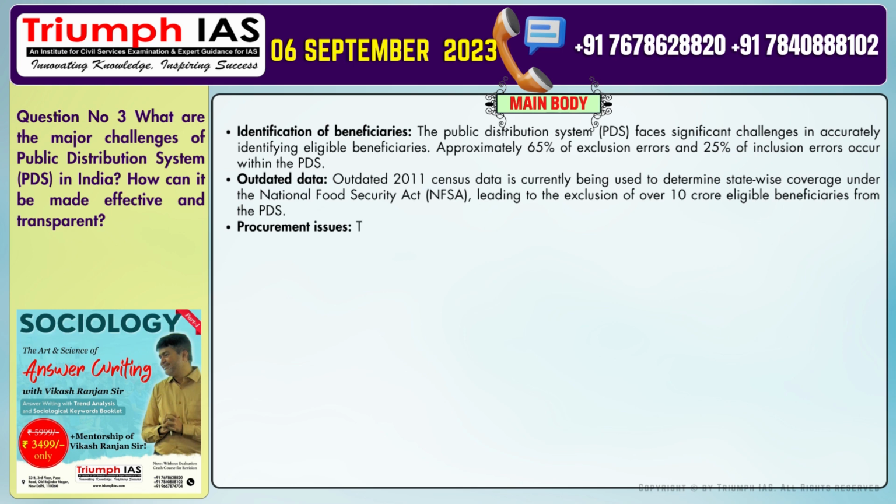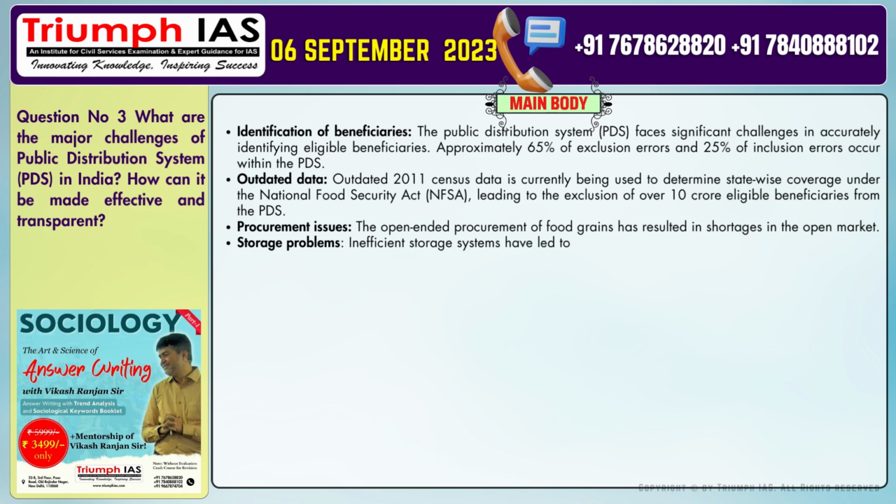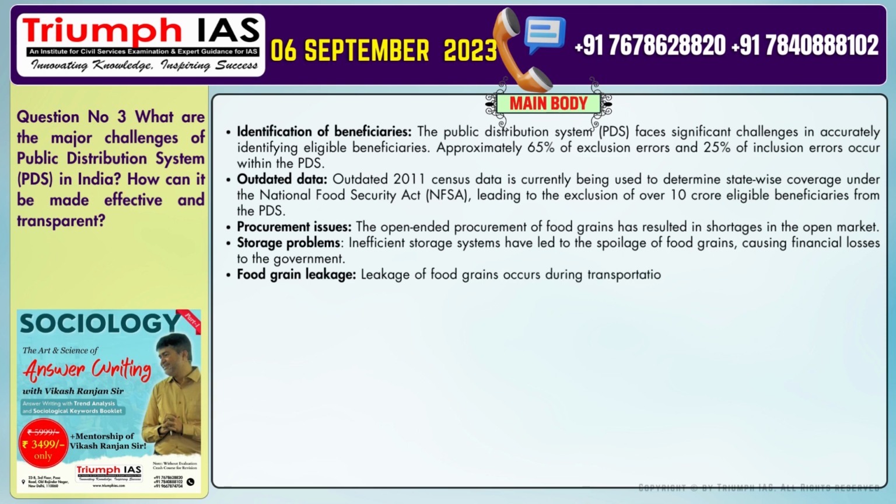3. Procurement issues. The open-ended procurement of food grains has resulted in shortages in the open market. 4. Storage problems. Inefficient storage systems have led to the spoilage of food grains, causing financial losses to the government. 5. Food grain leakage. Leakage of food grains occurs during transportation and through black market activities in fair price shops. For instance, there is a 36% leakage of PDS rice and wheat on a nationwide basis.